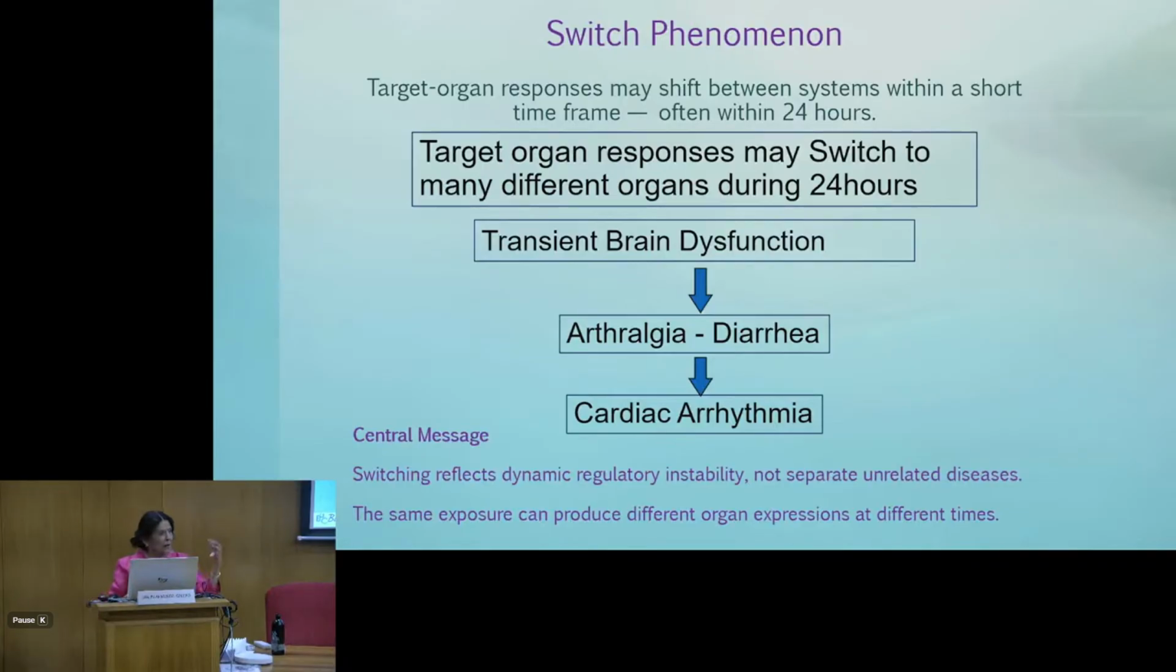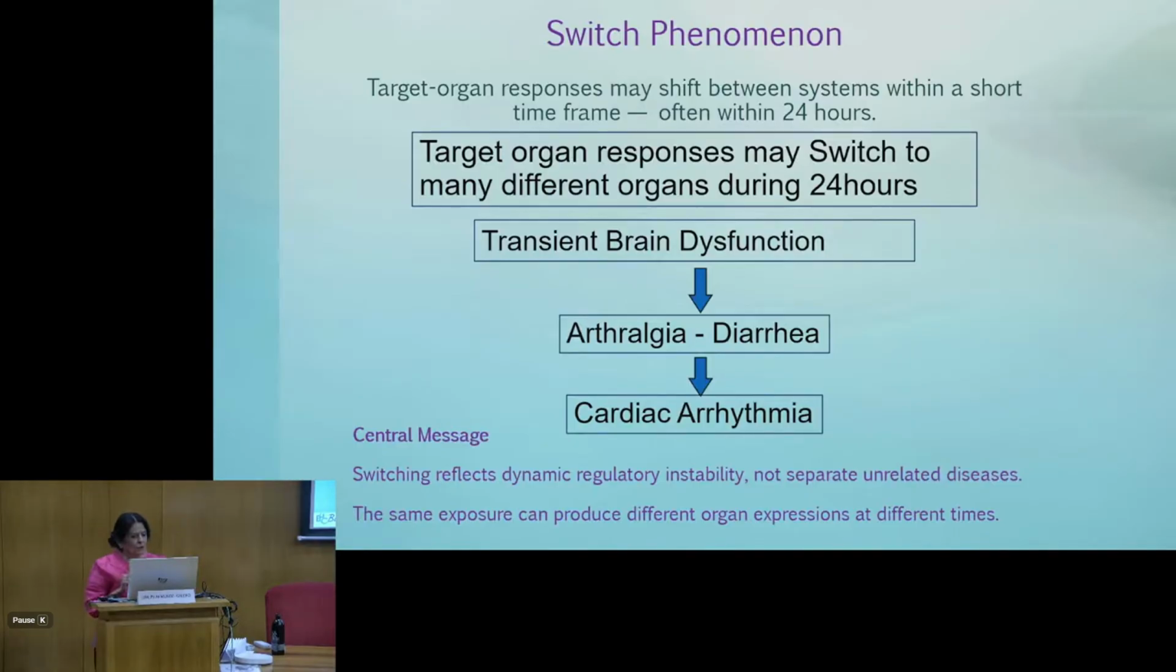And what happens in switch phenomena? Target organ response may switch to many different organs during the same 24 hours. In the morning they say, oh, I can't think, or they may have symptoms of brain dysfunction. Then later on in the day they say, oh, my body hurts. Oh, I am having fatigue. Oh, I'm having diarrhea. Oh, I am having palpitation, anxiety, crying spells.